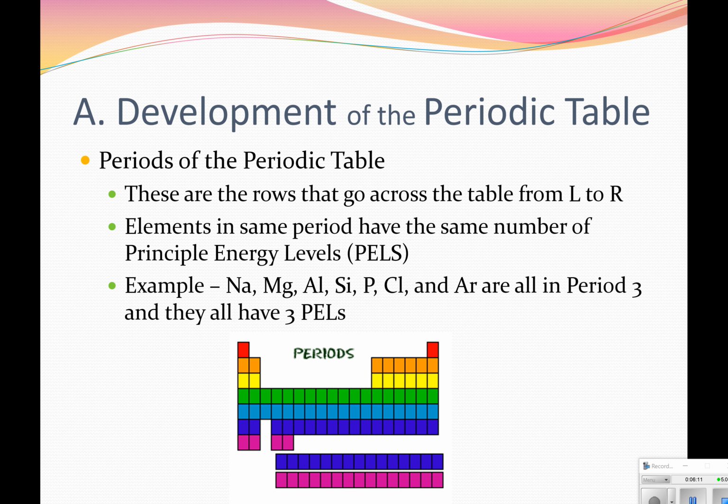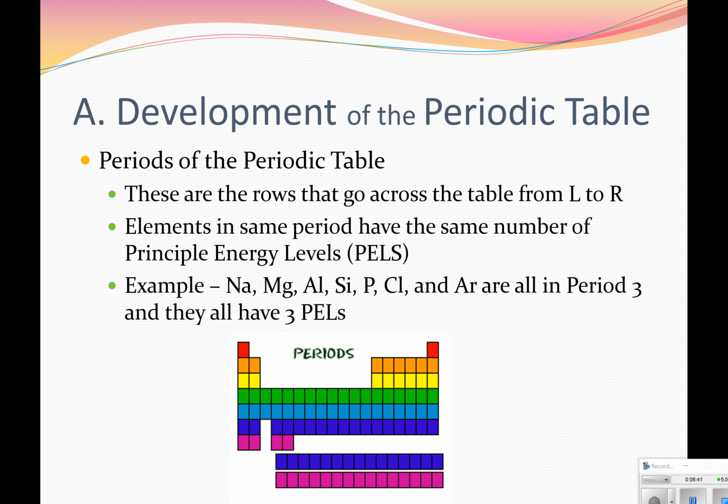Now we know that the table is split into columns and rows, and the columns are going to be called groups and the rows are going to be called periods. And if we look at each row or column, there are different patterns and trends that we're going to see amongst the elements. And this is really the unique part of the periodic table and why it is set up the way it is. And we'll talk about different parts here and why they're set up the way they are.